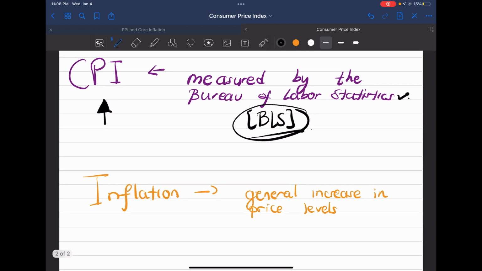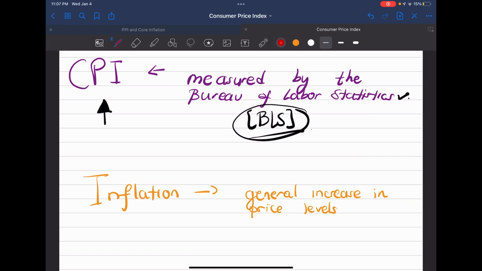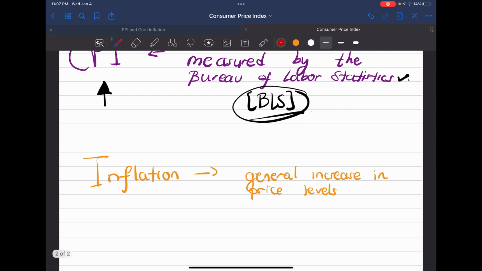So, the CPI is tasked with measuring inflation, but now let's refresh on what inflation really is. It's simple. Inflation is defined as a general increase in price levels. It's very important to know this definition. It's simple, but you need to know it. Inflation is simply the general increase in price levels.